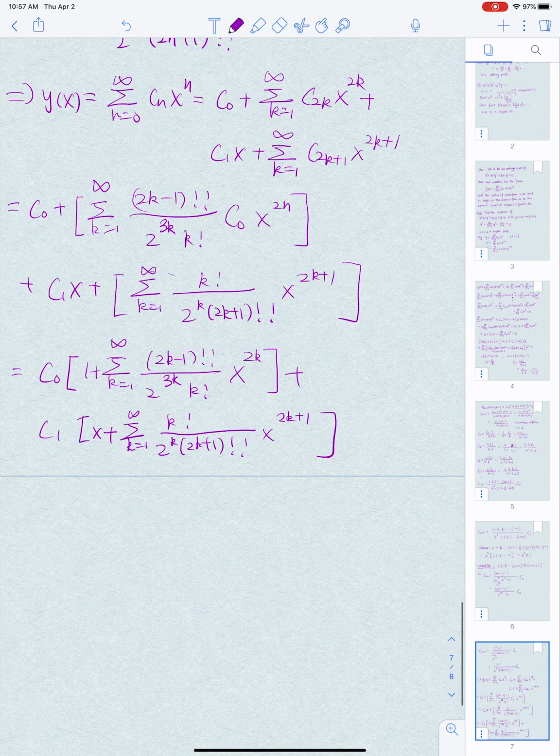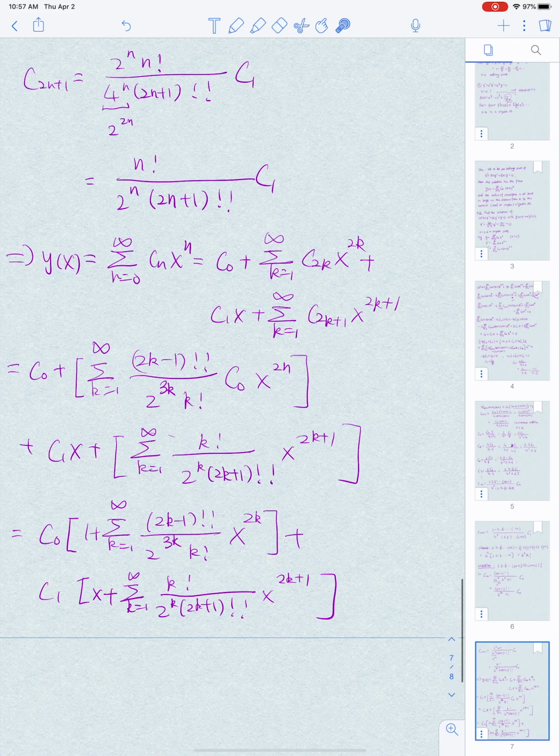Well, I don't know why I switched the index name to be k. It doesn't matter. You can call it any name you want. You can still keep it as n, just a name of the index, but then all the values are exactly the same.